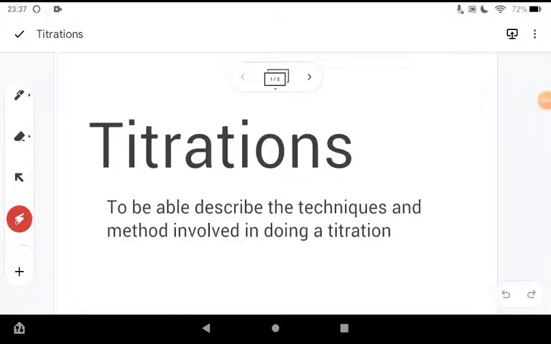This video is going to have a look at a technique called a titration, and the purpose of titration is to find the concentration of a solution of an unknown concentration.